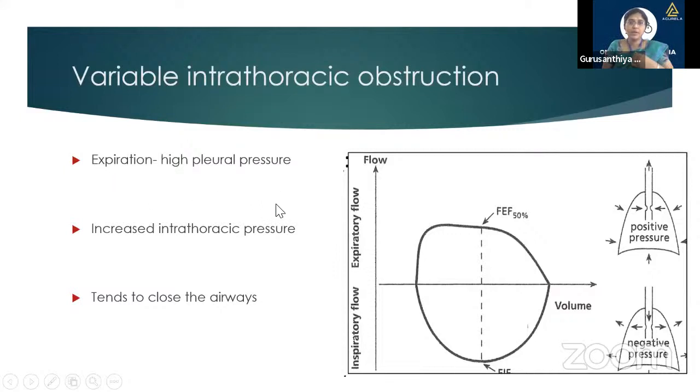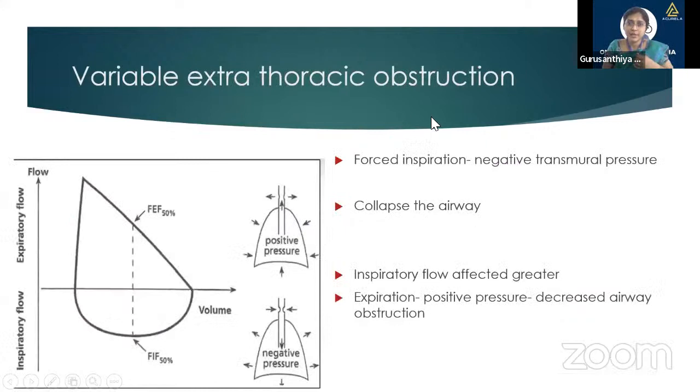Okay, clear? Next, variable extrathoracic obstruction. In this case, the obstruction is extrathoracic. Whatever positive pressure you develop within the lungs is not going to obstruct the flow in expiration because the obstruction is not inside the thorax and is not going to affect the expiration. So the expiration is not going to be a problem because it is outside the thorax. But when you inspire forcefully, there is a negative transmural pressure already. This negative transmural pressure sucks in, and this causes the airway to collapse during inspiration.